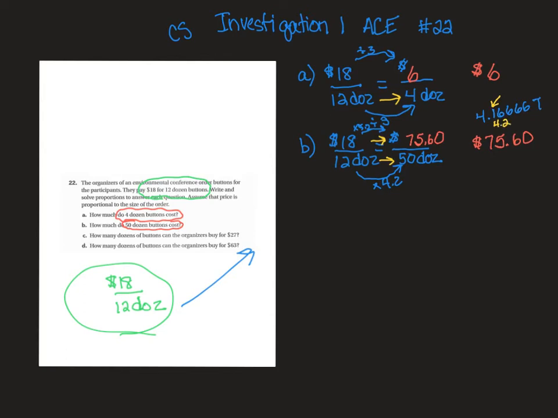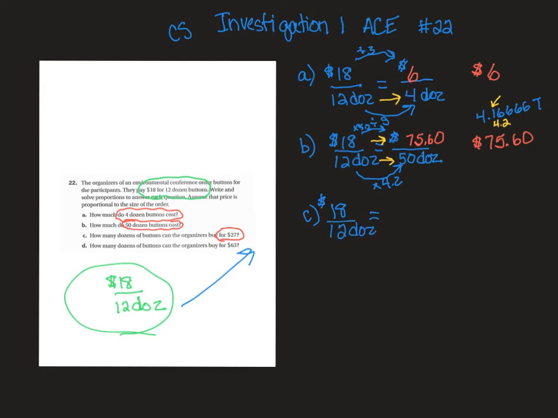Okay, just to go over a little bit of that, because it's the beginning of the year. We want to make sure we're reviewing everything. Okay, so in C it says, how many can I buy for $27? So in this case, they are giving me the money, not the dozen.